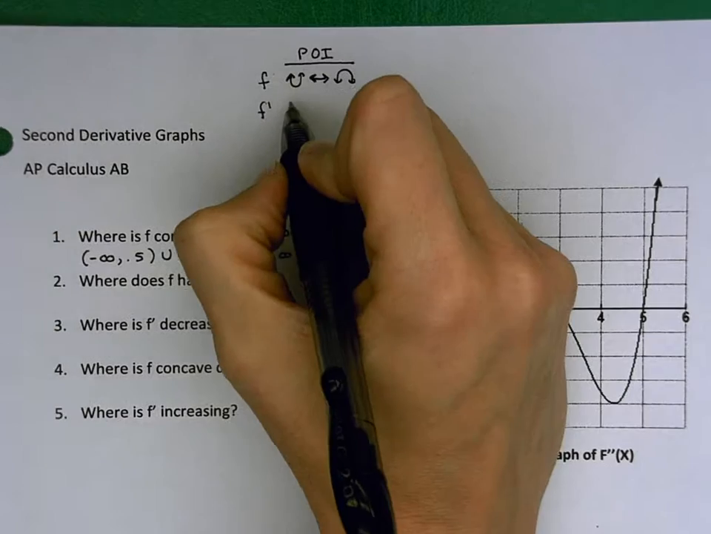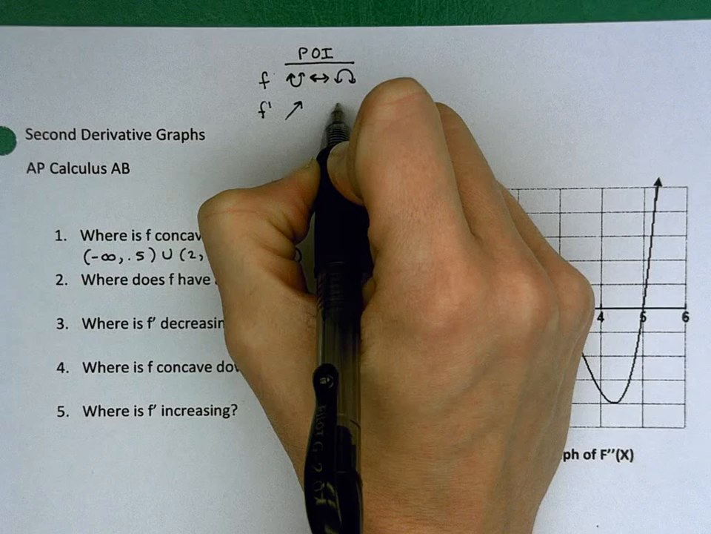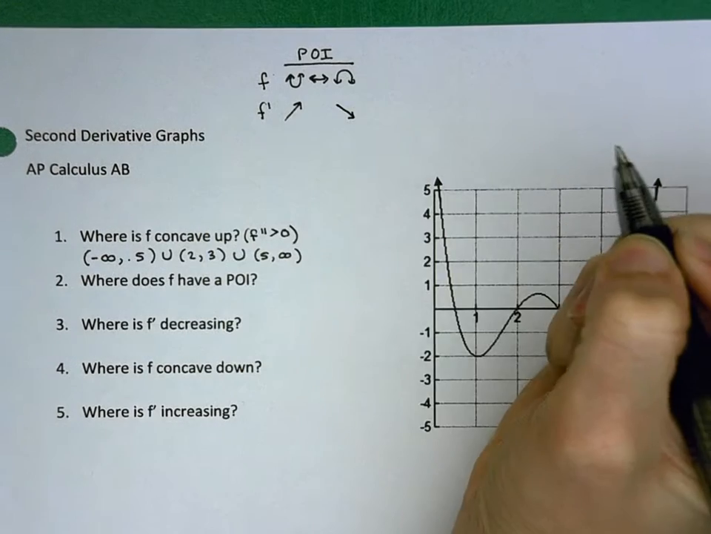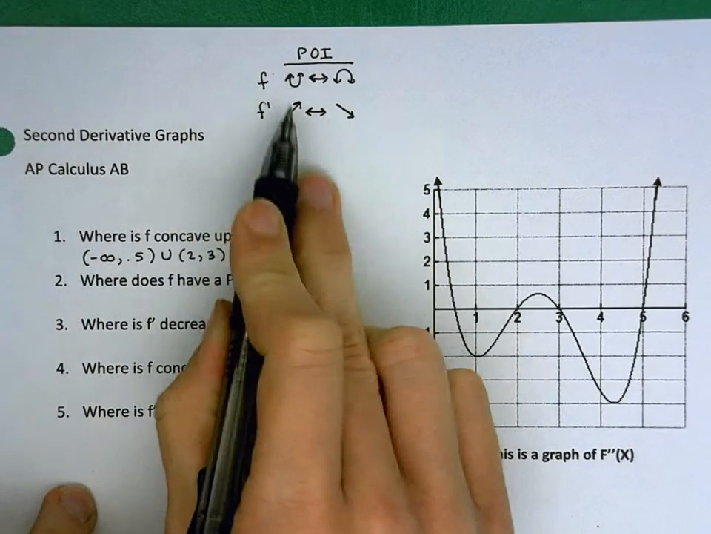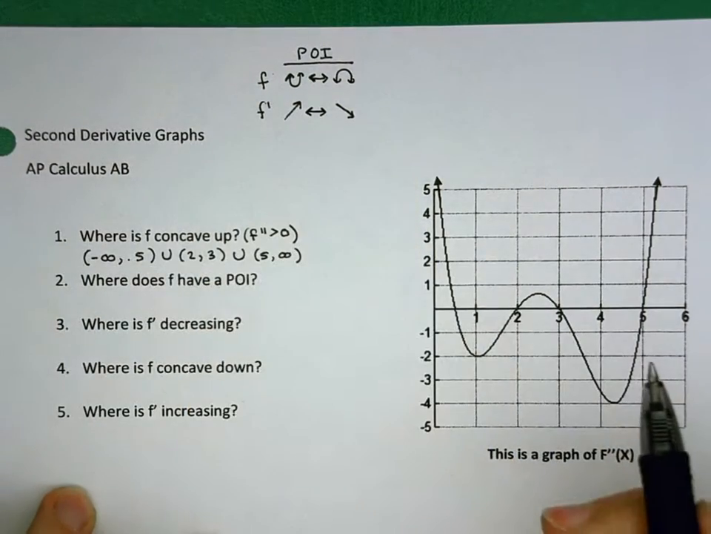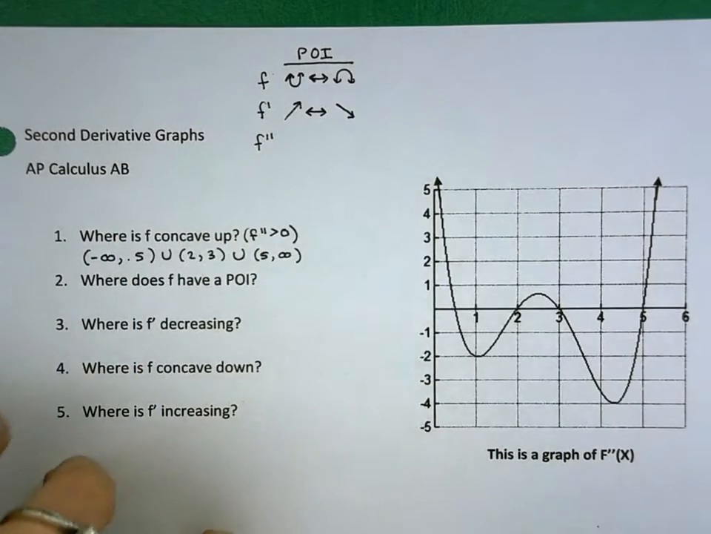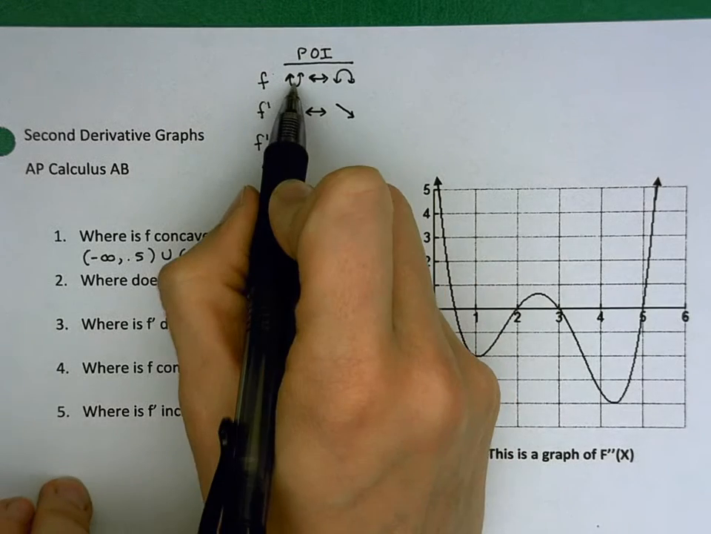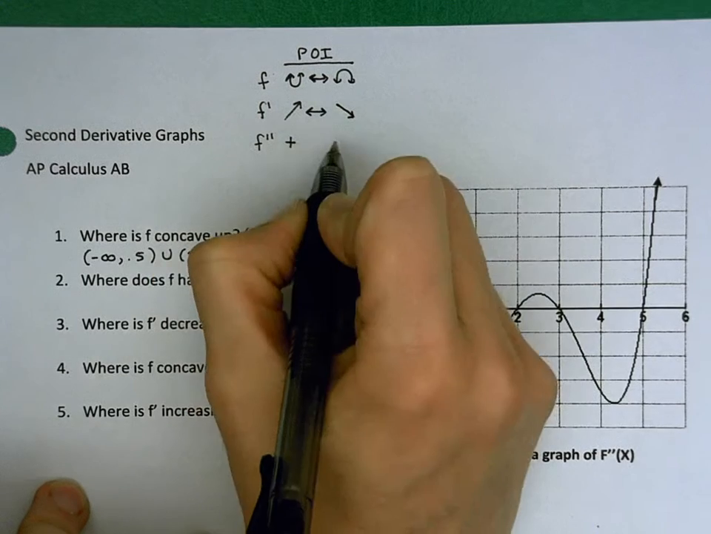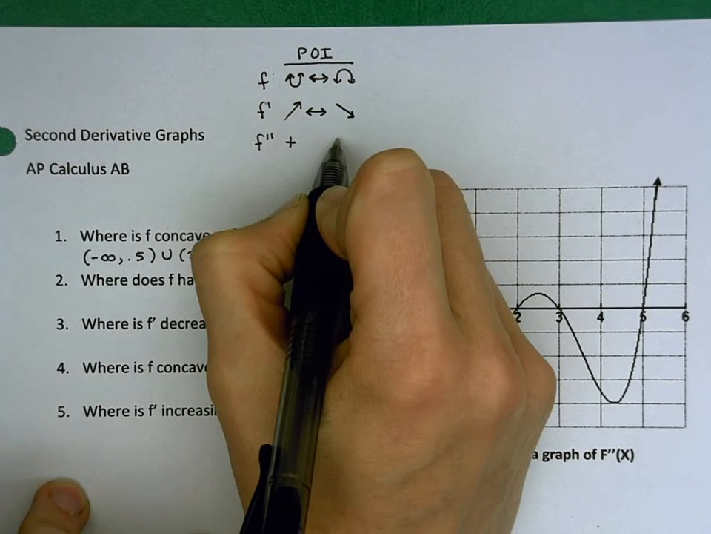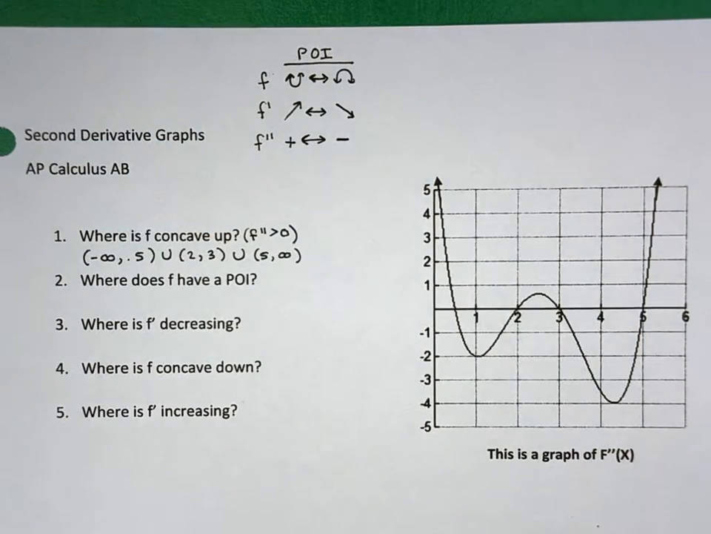Well, when f is concave up, f prime is increasing. And when f is concave down, f prime is decreasing, definition of concavity. And so that's what you're going to be looking for on an f prime graph. Where do I switch from increasing to decreasing, or decreasing to increasing? And finally, on an f double prime graph, which is what we're working with today, when f is concave up, f prime is increasing, f double prime is positive. F concave down, f prime decreasing, f double prime is negative. And so that's what you're going to be looking for on an f double prime graph.